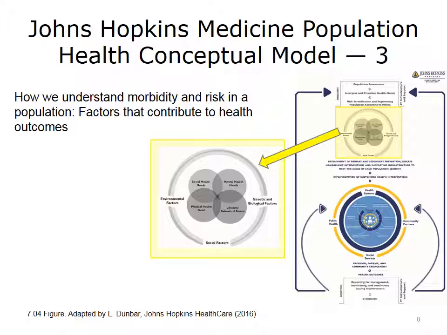These factors inform the development of primary strategies and interventions for the population. In developing these strategies, it's necessary to consider the social needs, mental health needs, physical needs, and lifestyle and behavioral needs of the population, as well as the environmental factors, social factors, and genetic and biologic factors, which can profoundly influence disease and injury within a population.